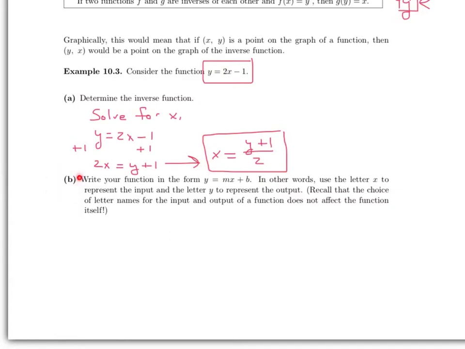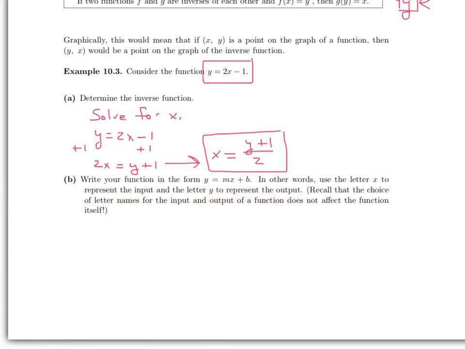Now let's have a look at part B. Write your function, in other words, the inverse function, in the form y equals mx plus b. In other words, we're going to use the letter x to represent the input of the function, and we're going to use the letter y to represent the output of this function.